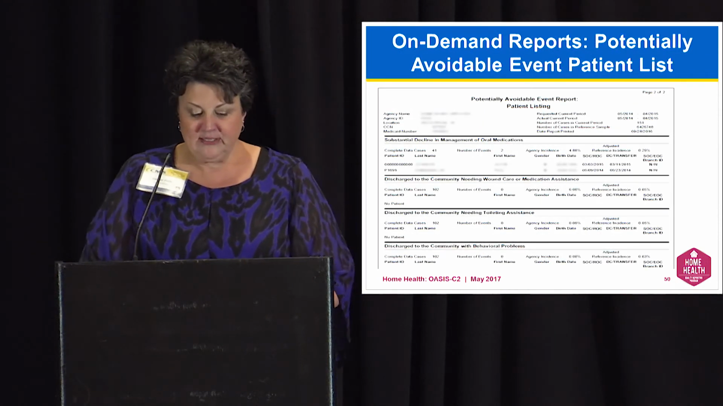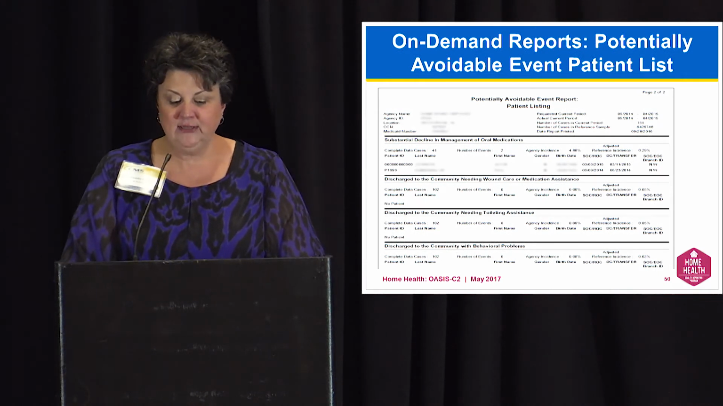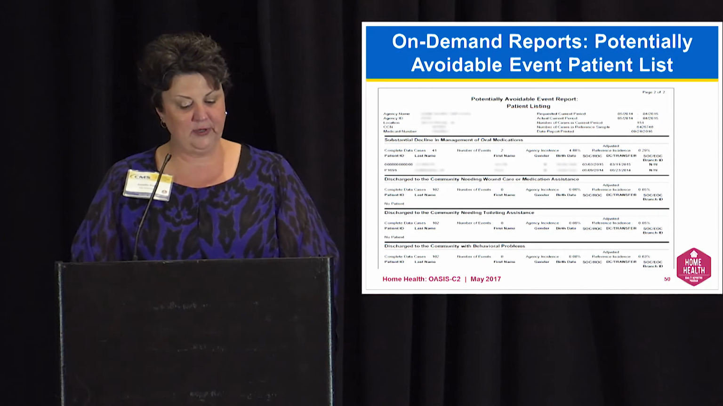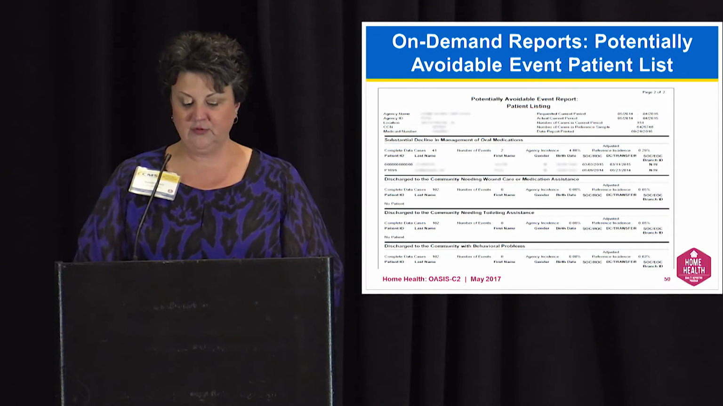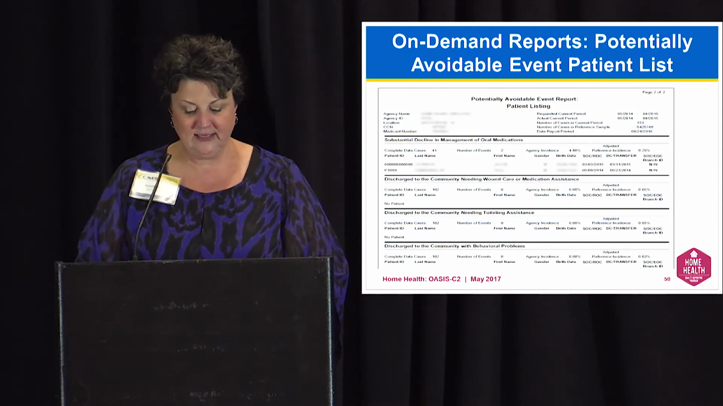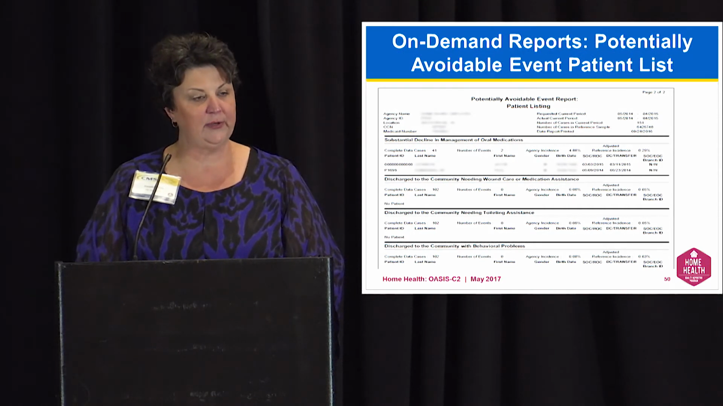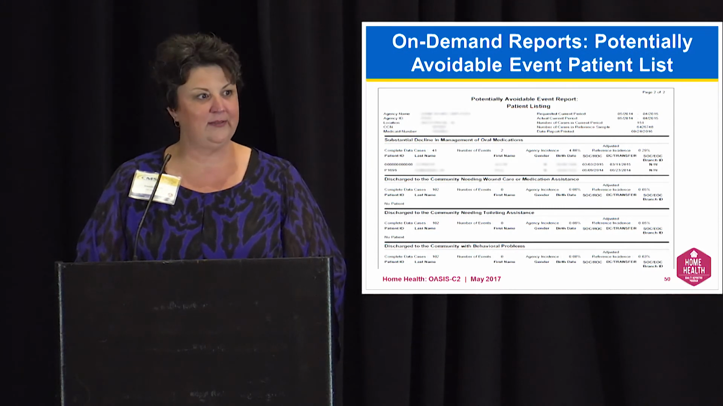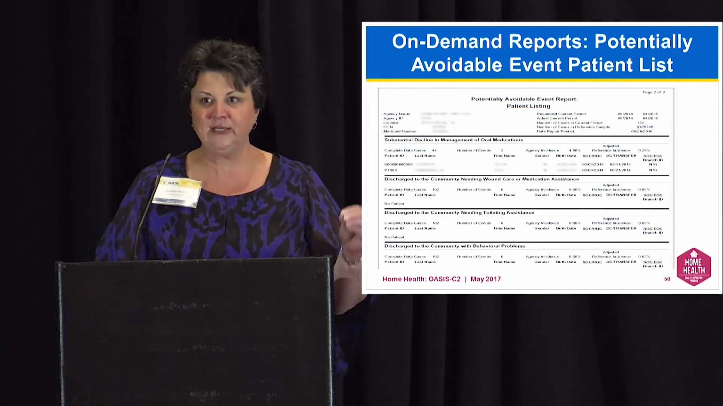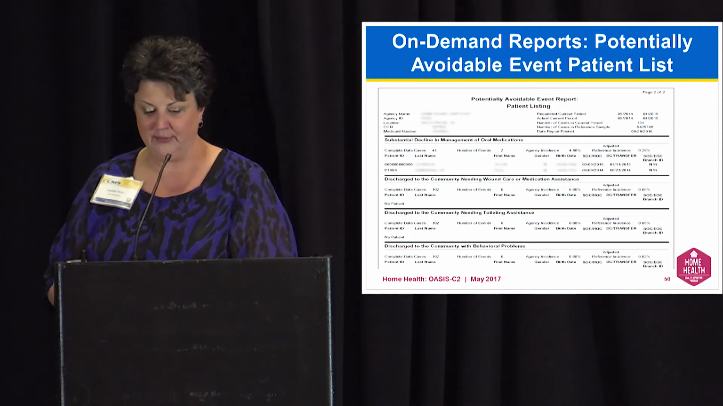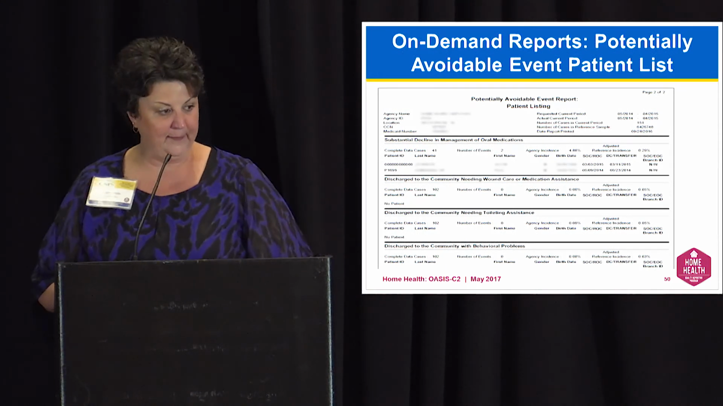Next, let's look at the potentially avoidable event patient listing report. This lists each of the 12 potentially avoidable event measures, statistics for each, and the patients who experience those events for a selected agency during a specified period of time. So you've got tons of information here to look at very, very granular patient-level data to help understand what's happening amongst your patient population.